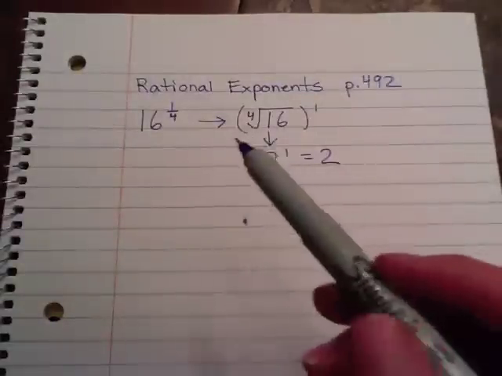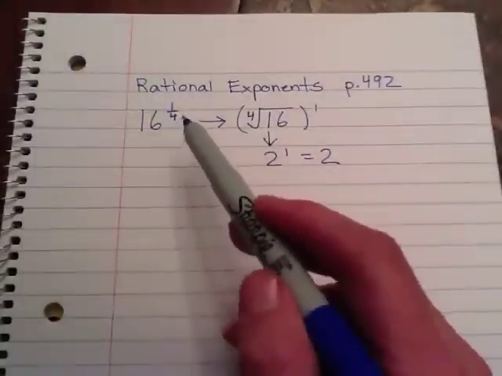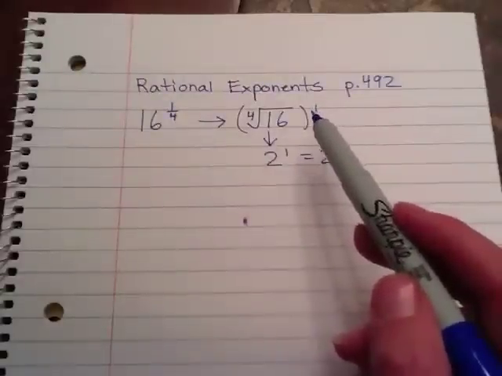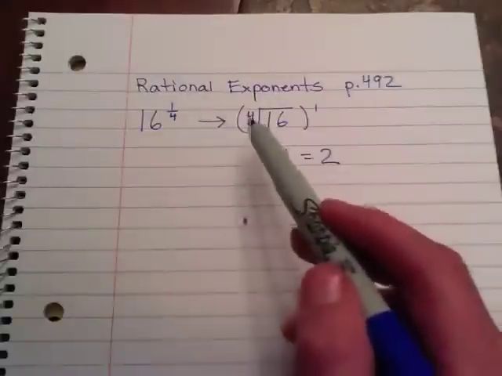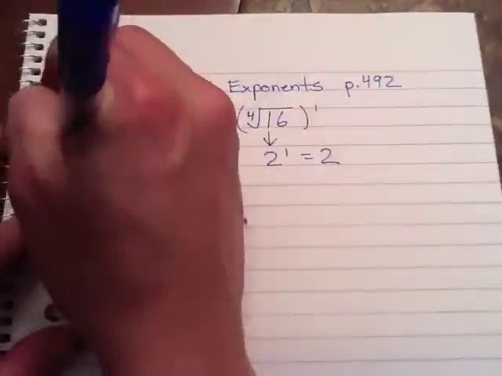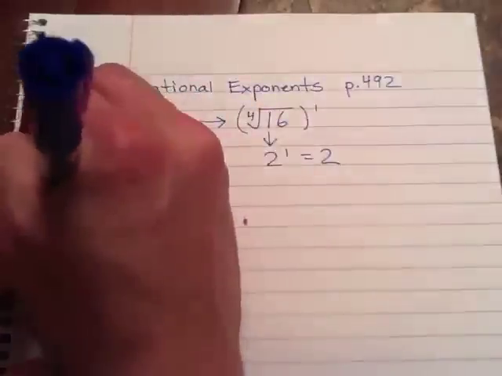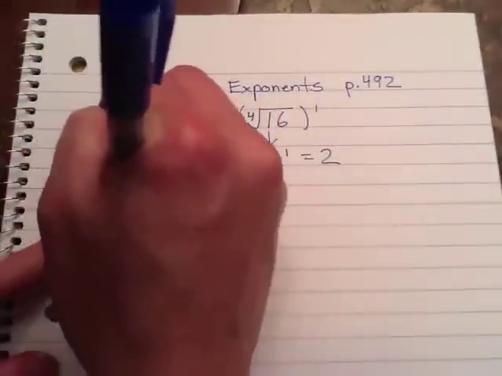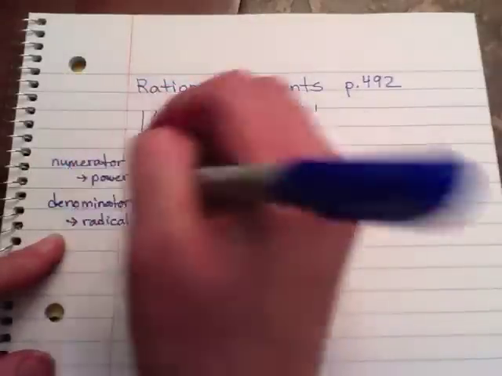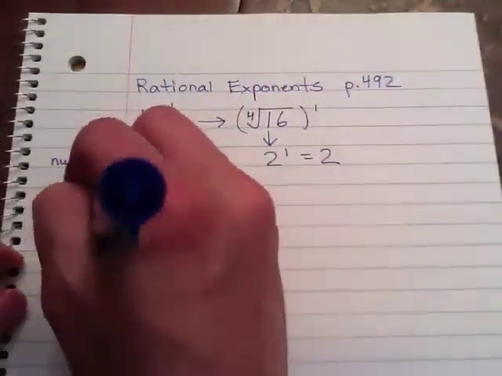So with these, what's going to happen is the numerator of your exponent, this is only when the exponent's a fraction, the numerator is basically your power, what you're going to raise it to. And then the denominator is the radicand part, what root you're going to take. So numerator is the power. Denominator is the radicand, or the radical, or the root. Could be the other way you think about it.